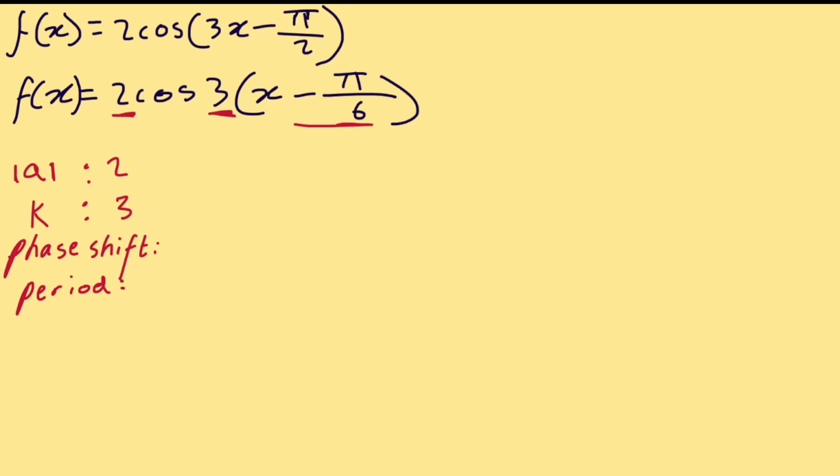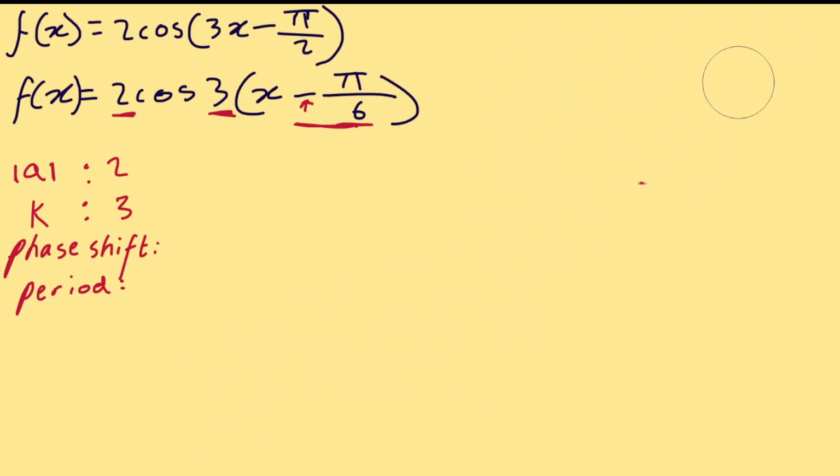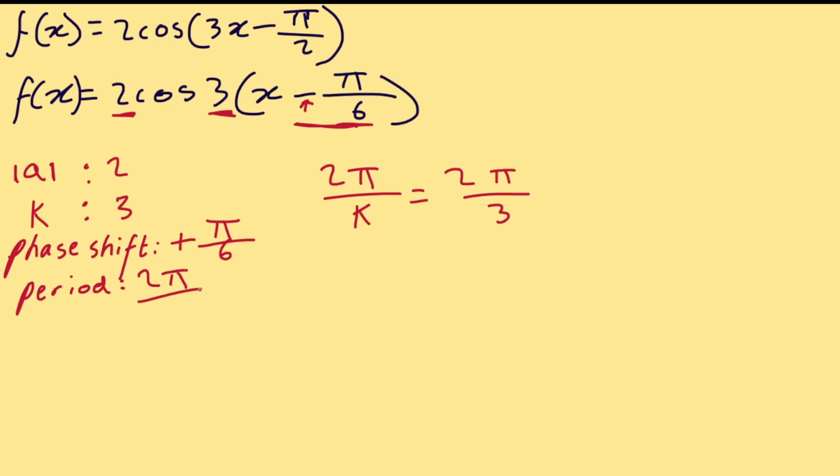The phase shift here, it's always flipped of the sign inside here. So if it inside the bracket, it says negative pi over 6, on the graph, it's going to be forward, it's going to be positive. If it said positive pi over 6, it would go backwards, it'd be negative back here. So phase shift is plus pi over 6. Now the period formula is 2 pi over k, which is 2 pi over 3. And there we go. That's pretty much everything.